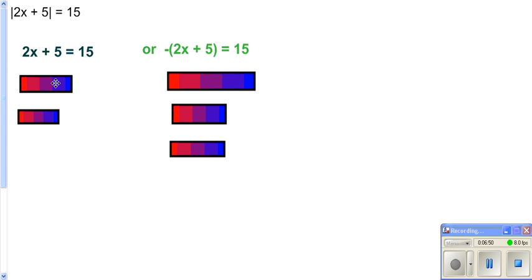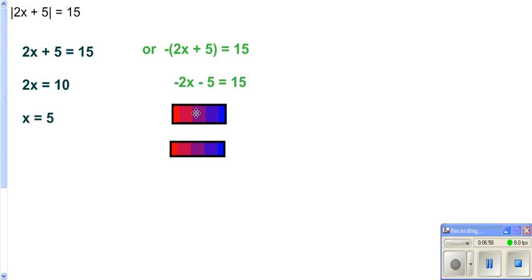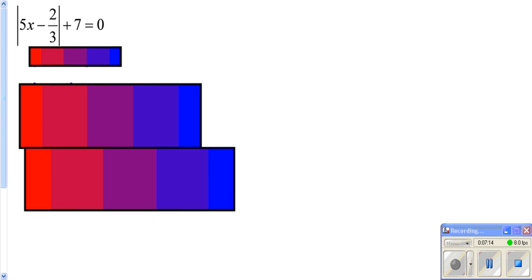You solve each one. So you want to go ahead and subtract a 5, divide by a 2. Here you want to go ahead and distribute through. You want to get rid of the minus 5 by adding 5. Get rid of the negative 2 by dividing by negative 2, and we get two answers of 5 and negative 10. Then you once again want to check them to see if they both work. So you plug them in there, and in this case they both do work.